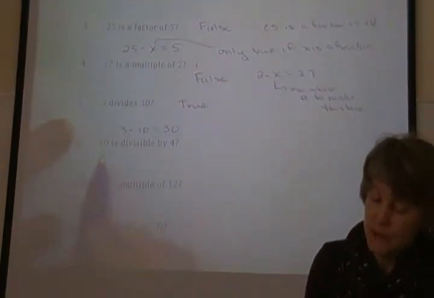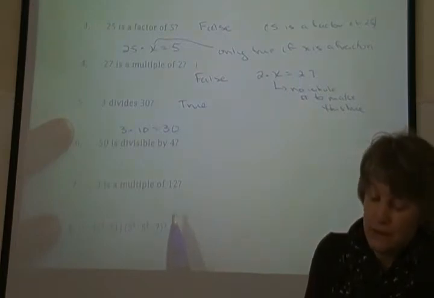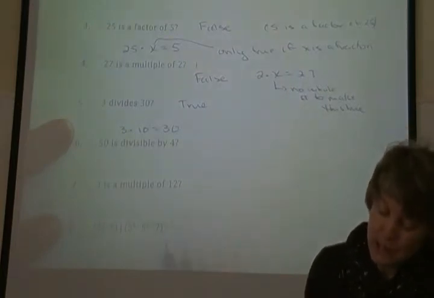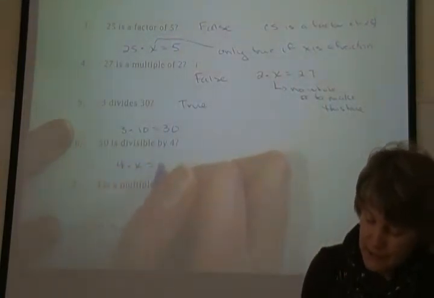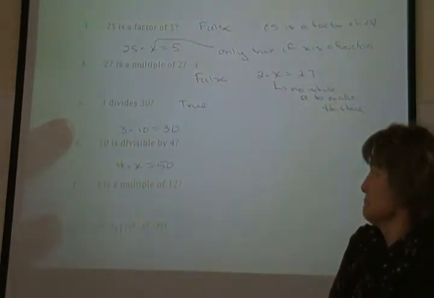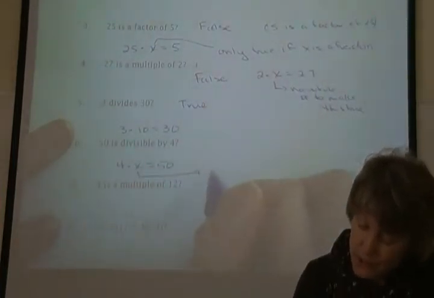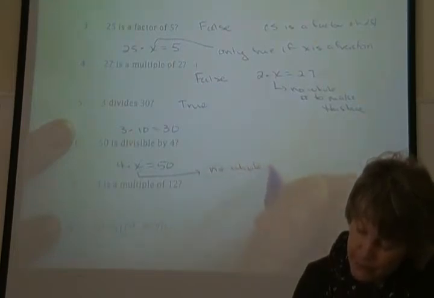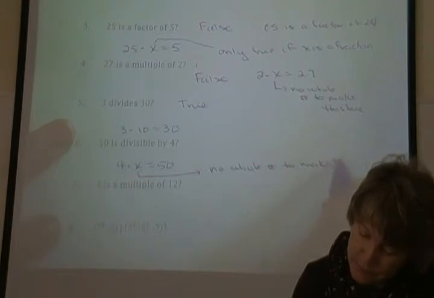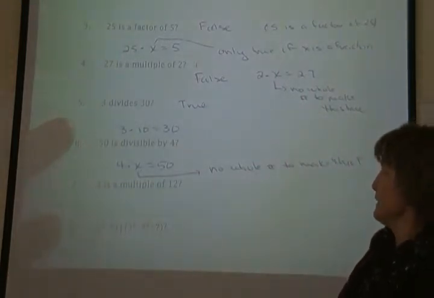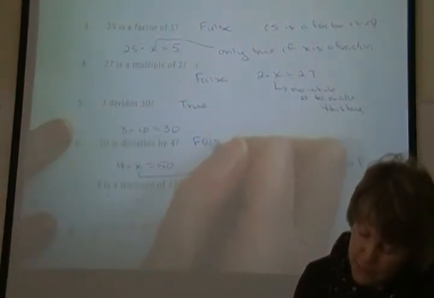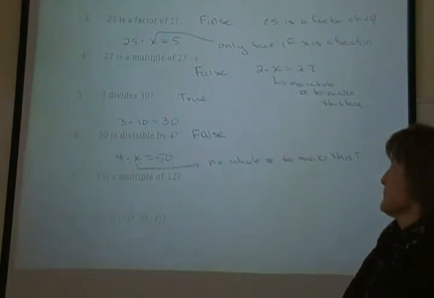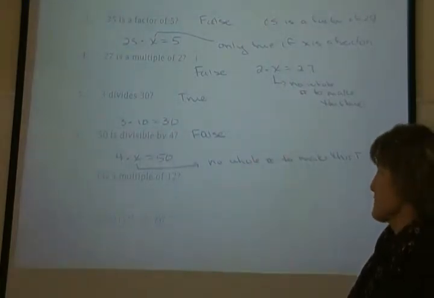50 is divisible by 4. Well, if 50 is divisible by 4, then I should be able to think of a number x where 4 times x is 50 and x is a whole number. No, that's not true. There is no whole number to make this true. It would have to be a fraction or a decimal to make that true. So 50 is not divisible by 4. 4 does not divide into 50 evenly, in other words.